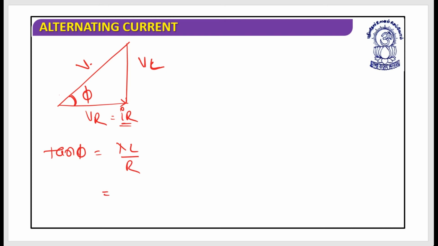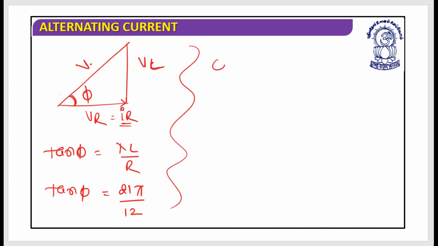We have the value of XL, which equals 21 pi, and the value of resistance, which equals 12. So this equals tan phi, and from this phi equals tan inverse of 21 pi divided by 12. This is the phase angle between the voltage and current. I hope you got this.